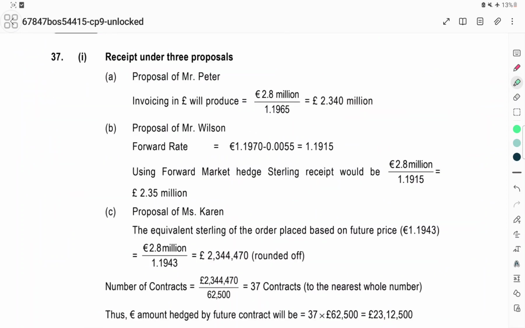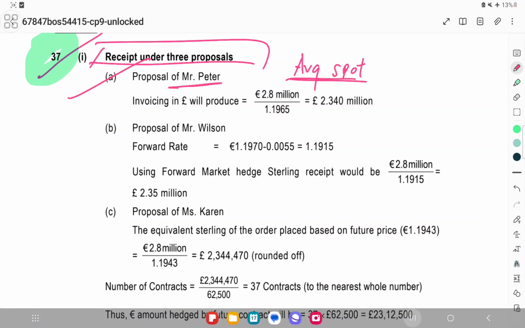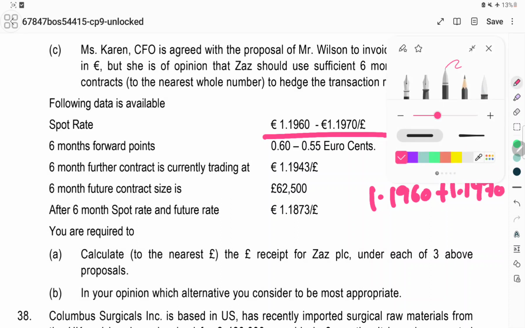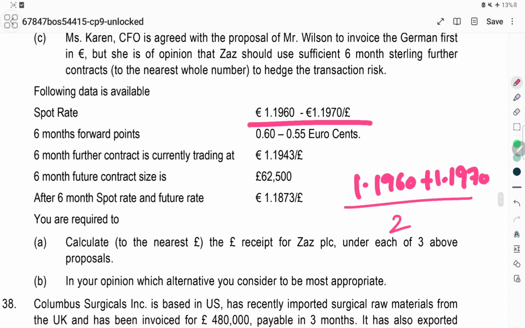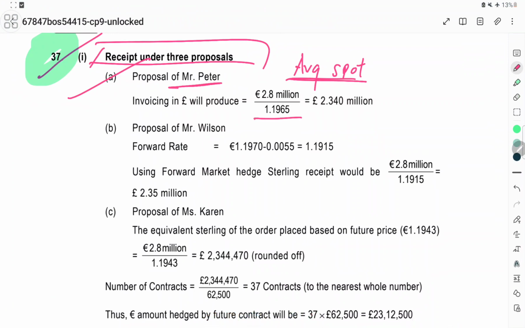Let's do that. So this is the institute solution. We directly take it from here. Receipt under 3 proposals is what we have to calculate. The first one is the proposal of Mr. Peter. He had said take average spot. Now spot was 2 things, bid and ask, so we have to take the average. Average is nothing but 1.1960 plus 1.1970 divided by 2. When you do this, you get this rate, 1.1965. Now let's see how they've done it.